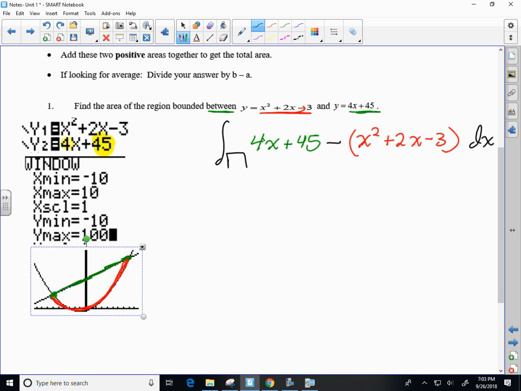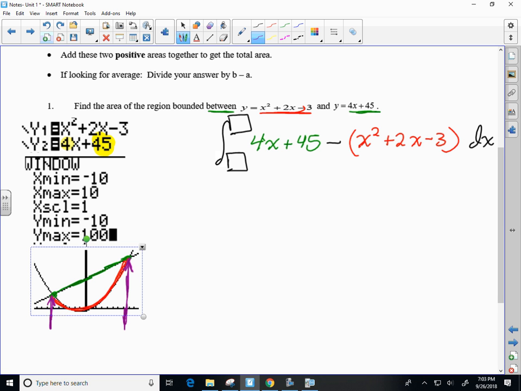It's just a question of from where to where. That's where the intersection comes into play. Because I need to know what this one is, and also what this one is. And if I can find those intersections, I'm going to be in good shape. Two ways to do it. Ten ways to do it, but I'll only show you two ways. One would be to use the intersection function on your calculator.